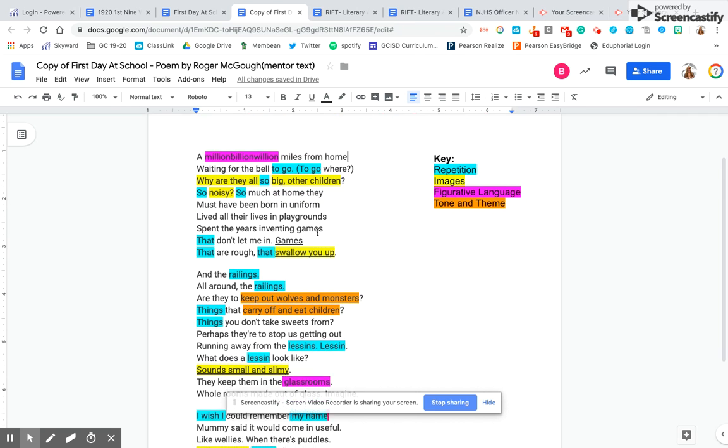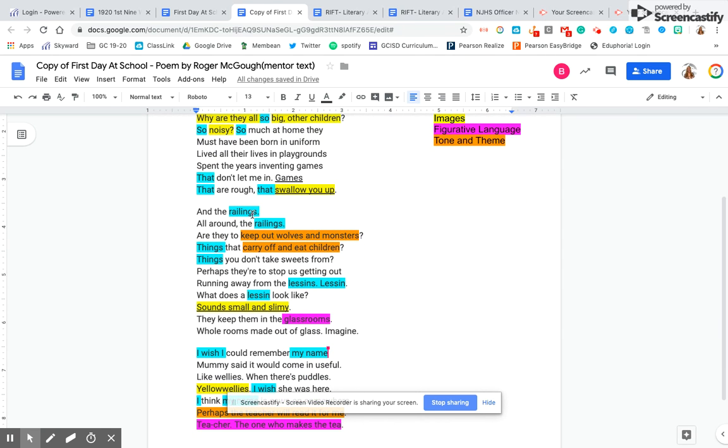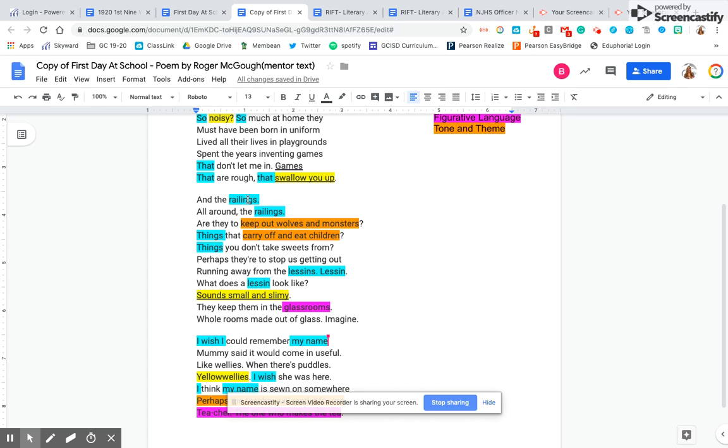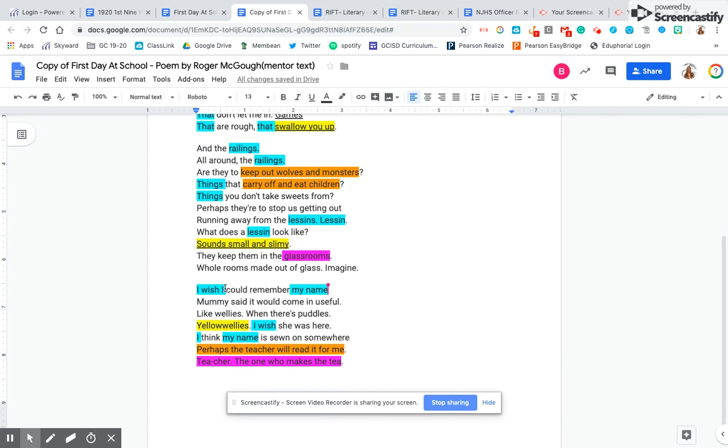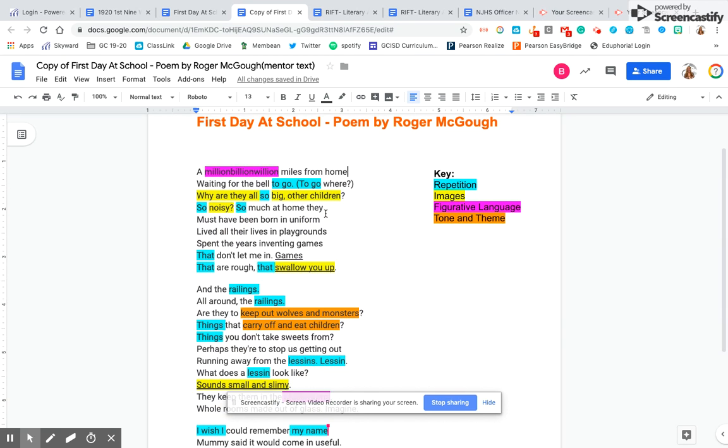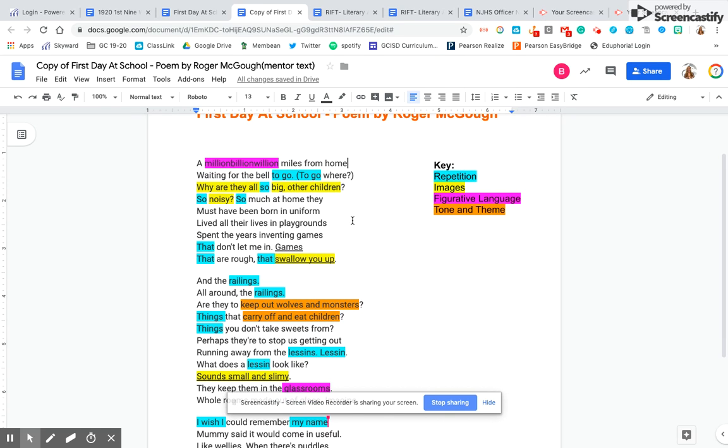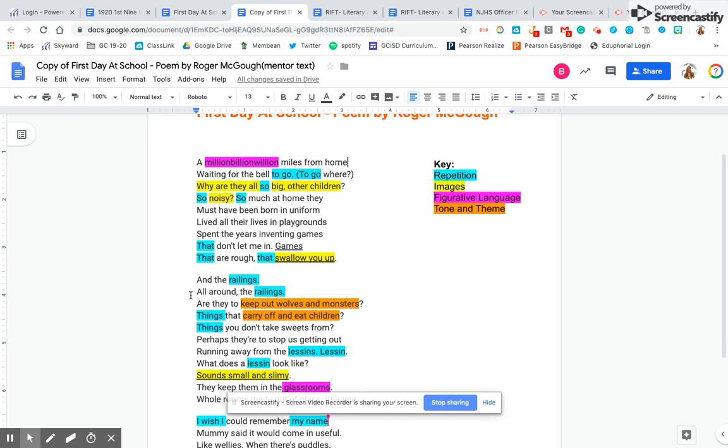So what you're going to do is do that through the whole poem. So we went and highlighted other phrases or words that are repeated: railings, things, lessons, lesson, I wish, my name, I wish, I. We take that information and we're just going to highlight it for right now, and then we're going to plug it in the graphic organizer in a little bit. So we've annotated for our repetition. So that's R. We got that out of the way.